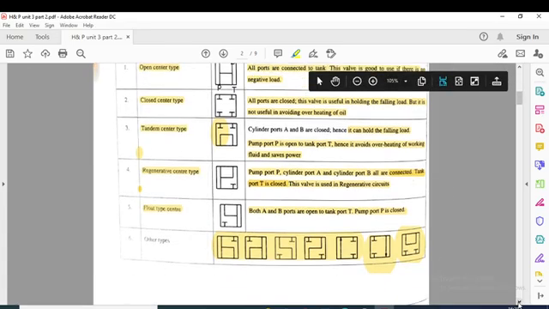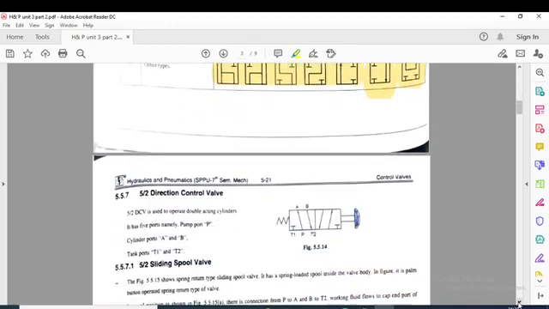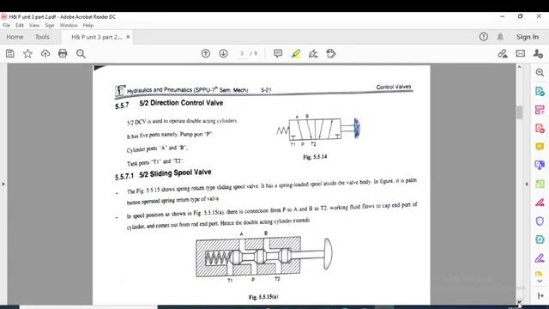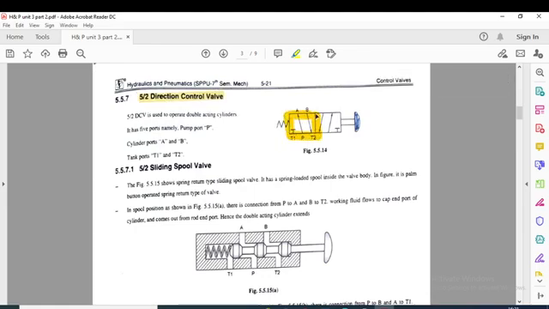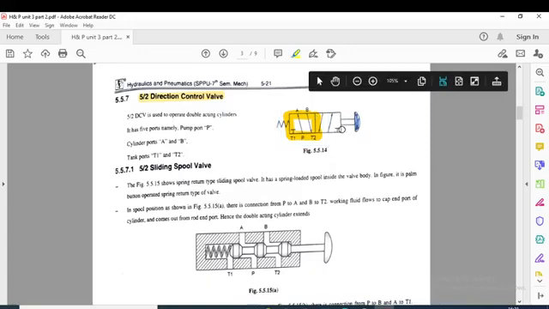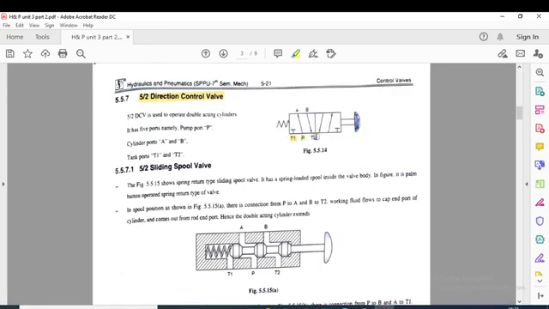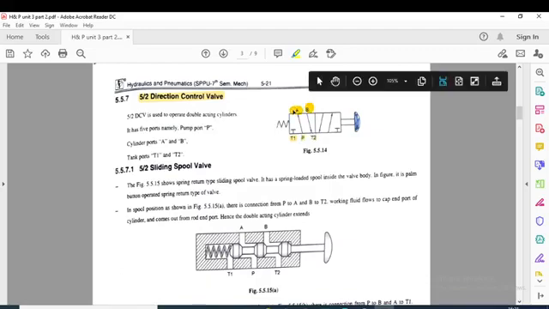Now, today we are going to see this 5/2 direction control valve. You can see this is the one position, and this is the another position. You can see here it is having 5 ways. This is the 1, this is the 2, this is 3, this is 4, and this is 5. So that's why we name it as 5-way and 2 position direction control valve.